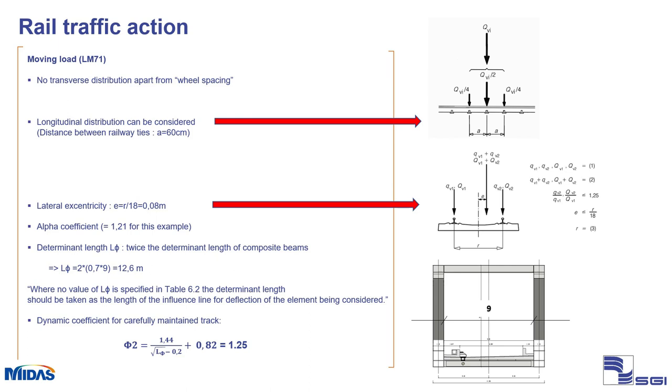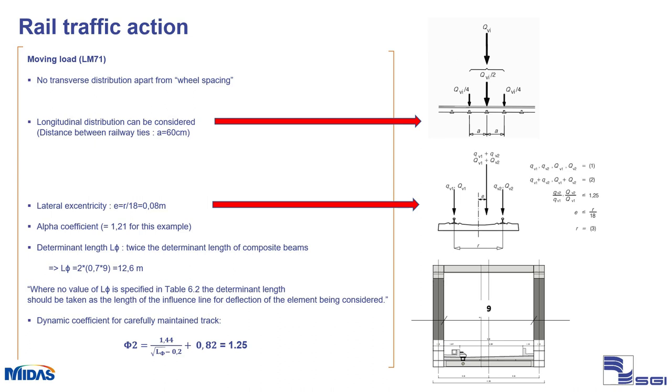Concerning train load distribution, there is no transverse distribution apart from rail spacing. However, the longitudinal distribution under railway ties can be estimated as per Eurocodes. Railway ties spacing will be 60 cm. We can also consider lateral eccentricity. The alpha coefficient can be specified as well as dynamic coefficient. As recommended in Eurocode 1 section 2, determinant lengths will be twice the determinant lengths of transverse composite beams.